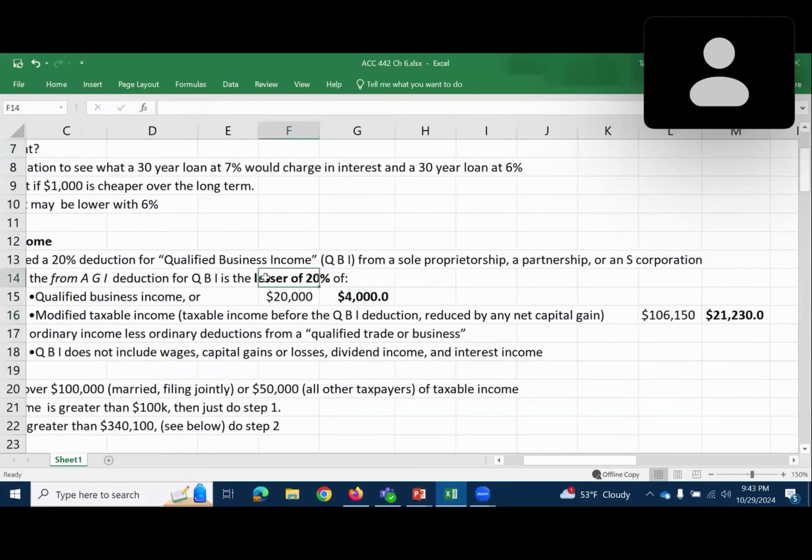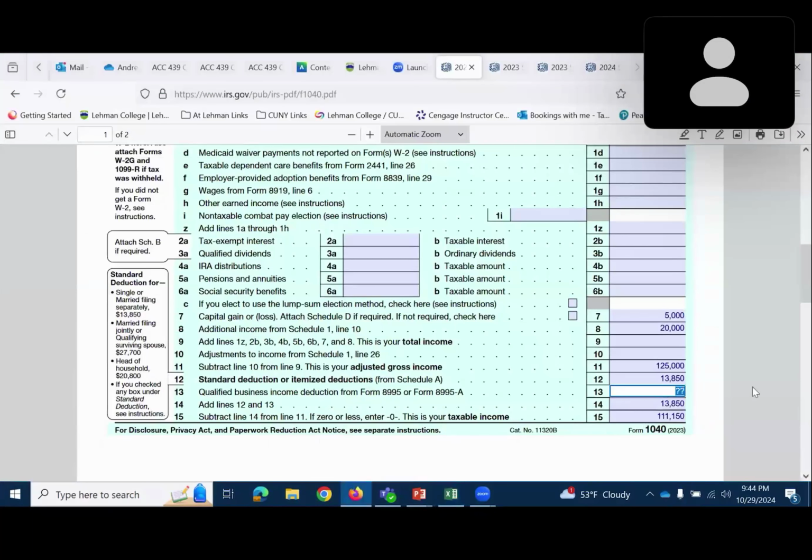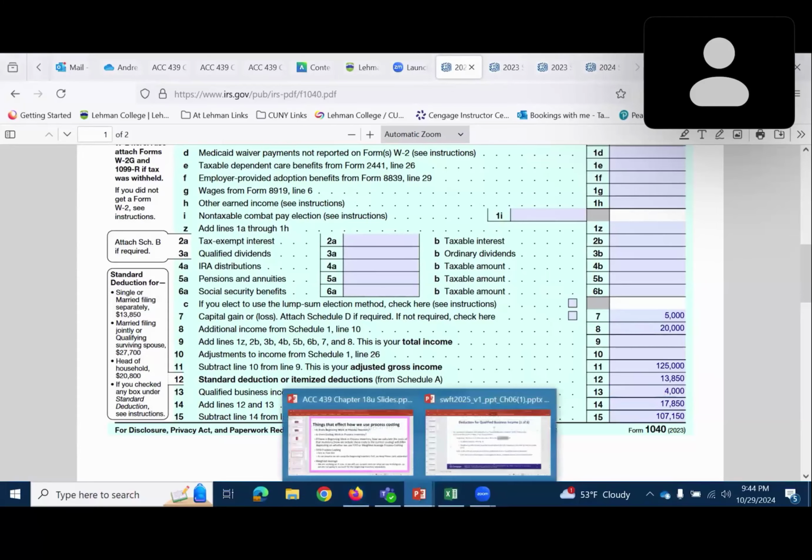Which is the lower number, 4,000 or 21,230? Which is the lesser number? 4,000. So then I'm going to put my 4,000 in here. And then this number is going to change to 17,000. 13 plus 4 is 17. And I'm going to subtract 10,987. This is going to be 107. That's how you figure out your qualified business deduction, right?